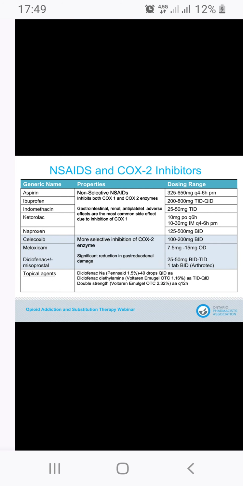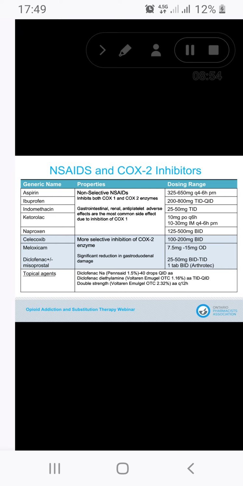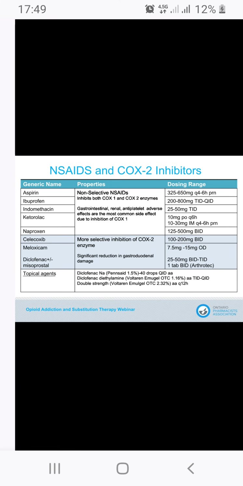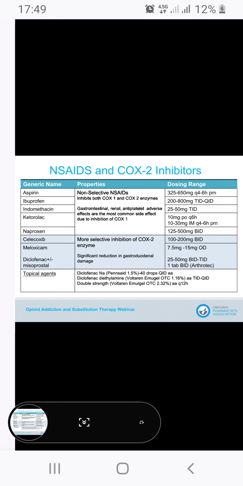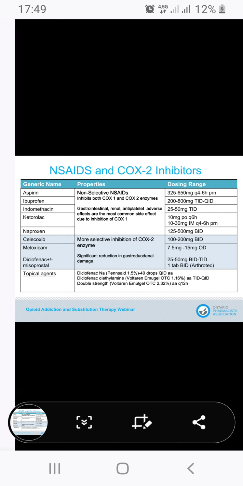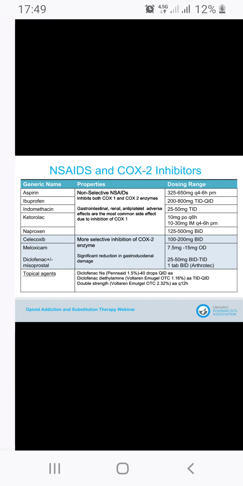This chart here shows you some examples of NSAIDs and COX-2 inhibitors, and it's by no means exhaustive, but the most common ones we see in practice. The first, probably lighter box up top from aspirin to naproxen, those are more non-selective NSAIDs, whereby they inhibit both COX-1 and COX-2, and some of the common side effects are listed there for your reference. The dosing range, again, is for your reference in terms of common doses seen in practice.